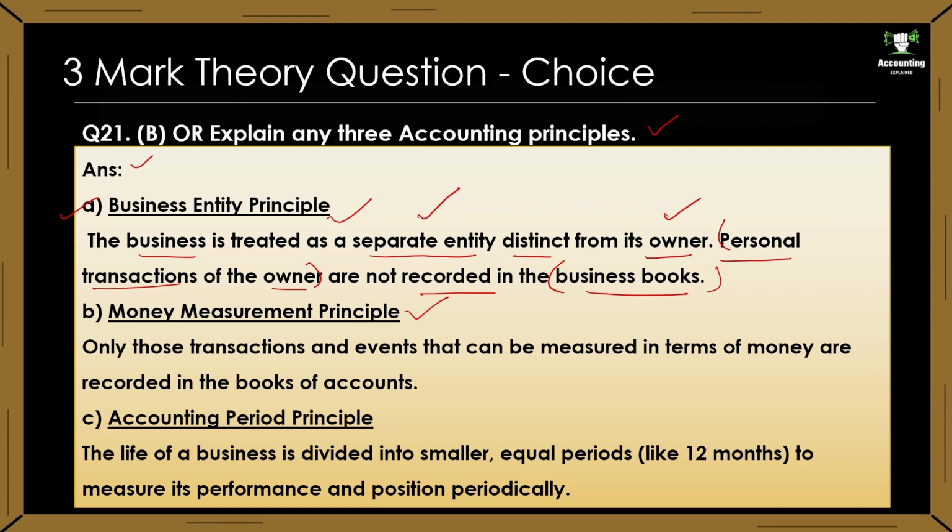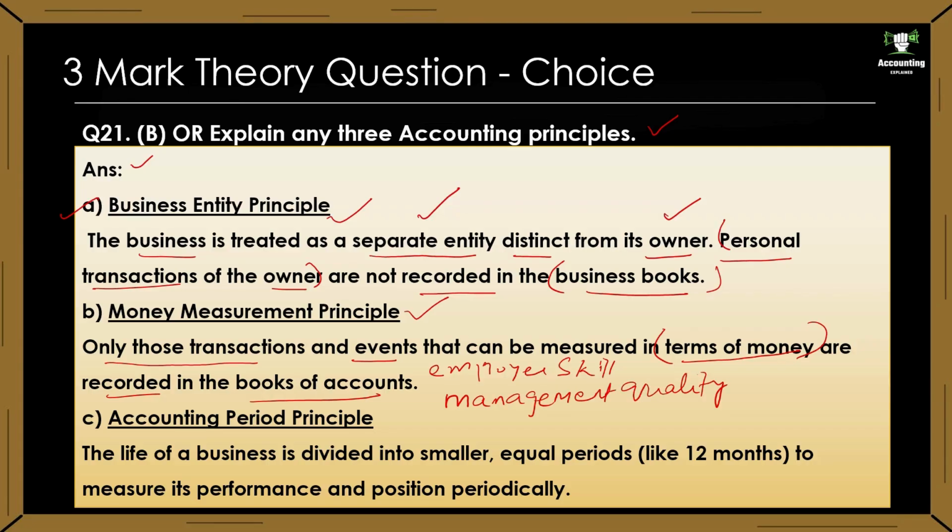B. Money measurement principle. Okay. Only those transactions and events that can be measured in terms of money are recorded in the books of accounts. This means that an accounting system only records facts and events that can be expressed in monetary value. For example, things like employee skill or management quality will not be recorded because they are all qualitative. Okay, they cannot be expressed in money. So these things will not be recorded.